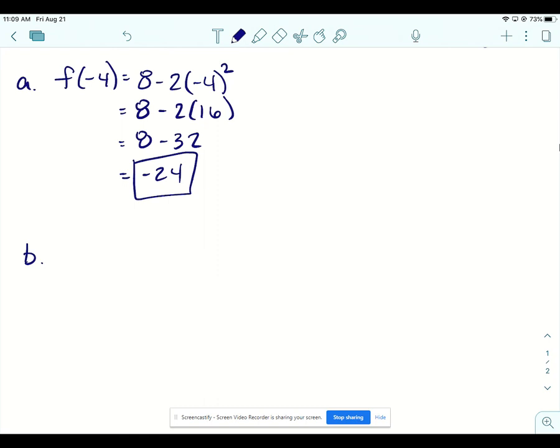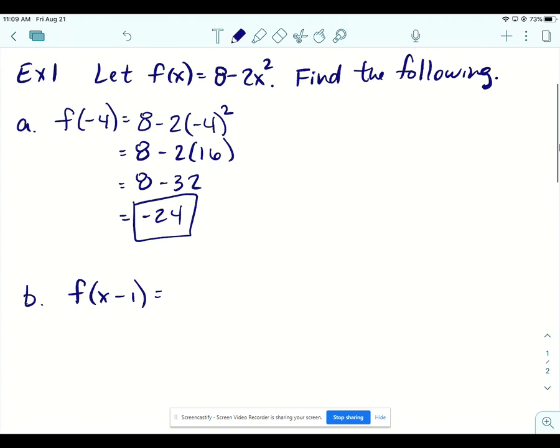Okay, the next one's going to be a little different. I'm not sure if you guys did problems like this in Algebra 2 or not, but we're going to find f of x minus 1. So instead of just putting a number in for x, we're going to put an expression in for x. But it works out exactly the same way. In the place of x, we're going to write x minus 1. So we're substituting x minus 1 in for x. The x disappears and becomes x minus 1.